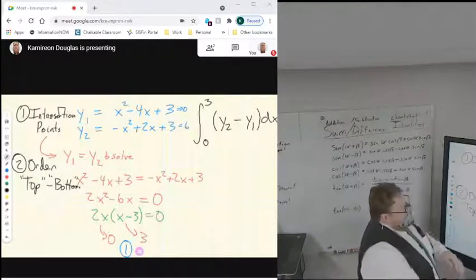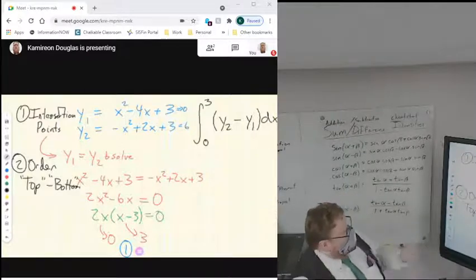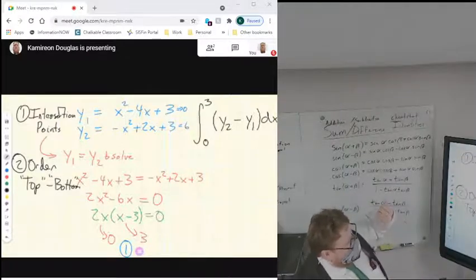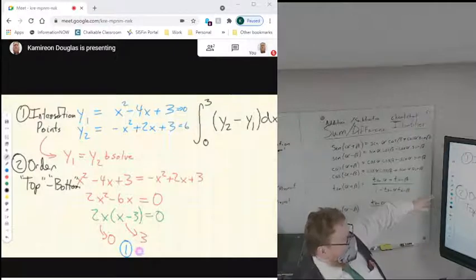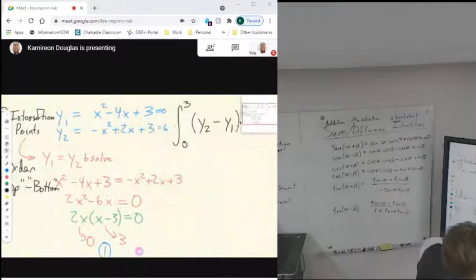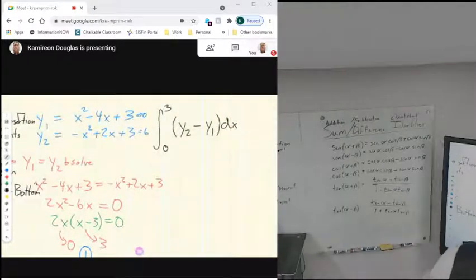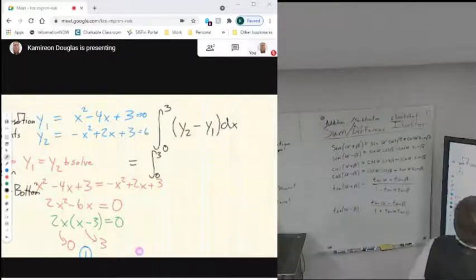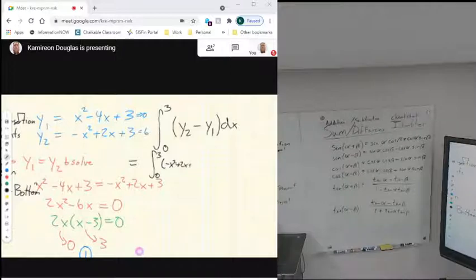What this will do is it'll find the area in between these two curves because I have set up the intersections between them, 0 and 3. I have put them in the order, the top equation minus the bottom equation, and now this becomes a basic integration problem. Let's do it. The area equals the integral between 0 and 3 of y2, so that's negative x squared plus 2x plus 3, minus y1, x squared minus 4x plus 3.